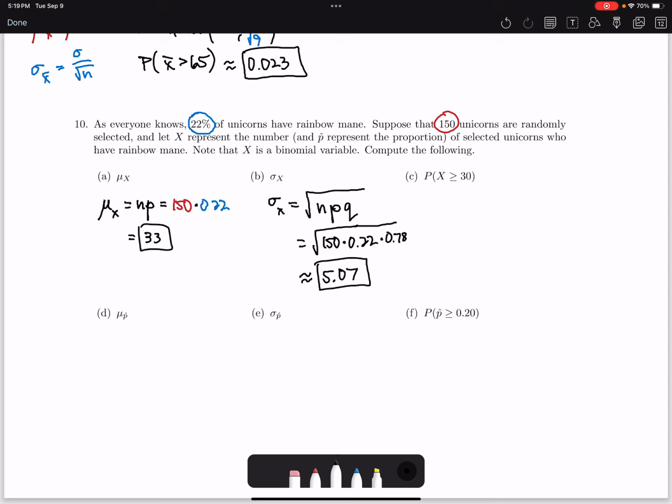Part C asks for the probability that X is greater than or equal to 30. Well, X is a binomial variable, so I'm going to use the binomial calculator to do that. Binomial dist with n equals 150 and p equals 22%. And then I'll feed into it the probability X is greater than or equal to 30.